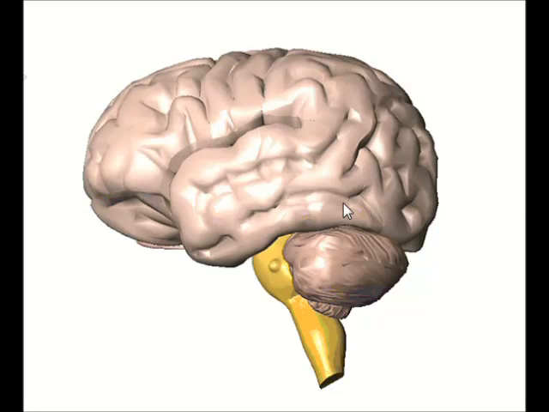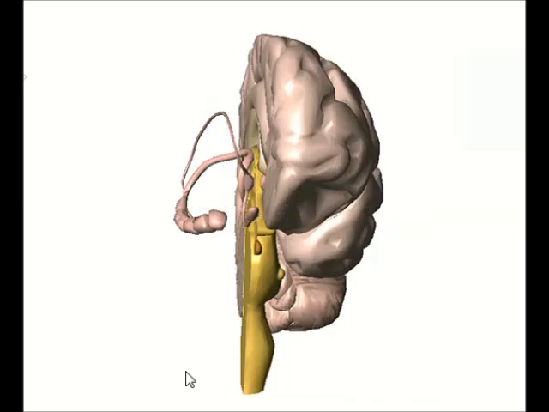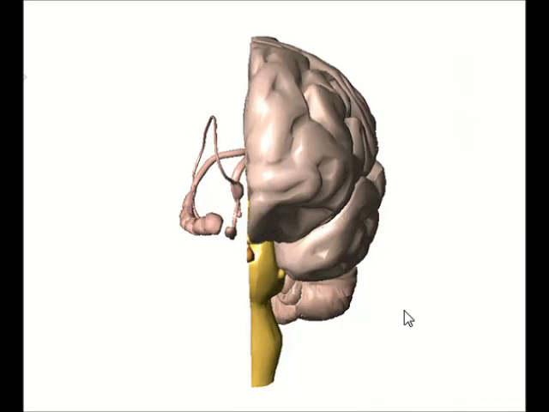Now, if we move the brain around and look at it from the front again, the lateral aspects of the brain are to the side here. So this would be lateral. Medial would be towards the center.